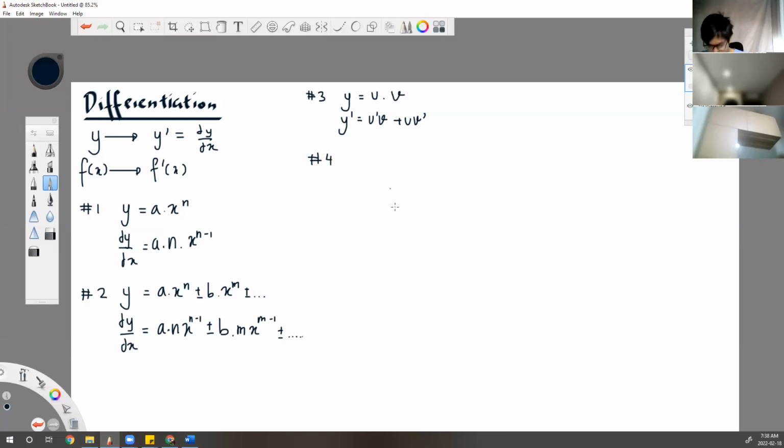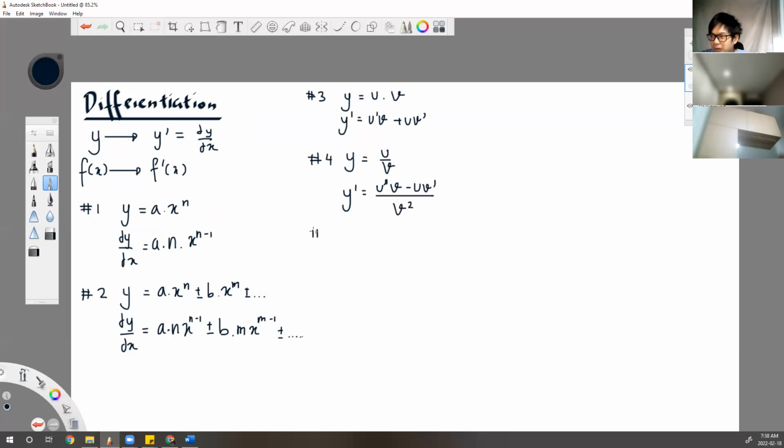Rule number 4, the division rule, I mean the quotient rule, u over v. If this is u over v, for y accent you need to memorize u first. U first. That's the simple way to understand. U first to be derived: u accent v minus u v accent, over v squared.